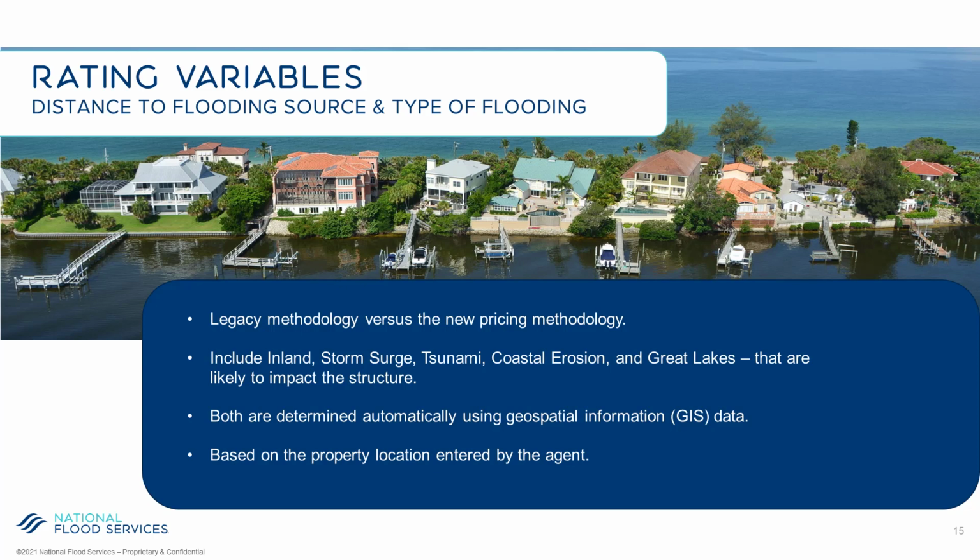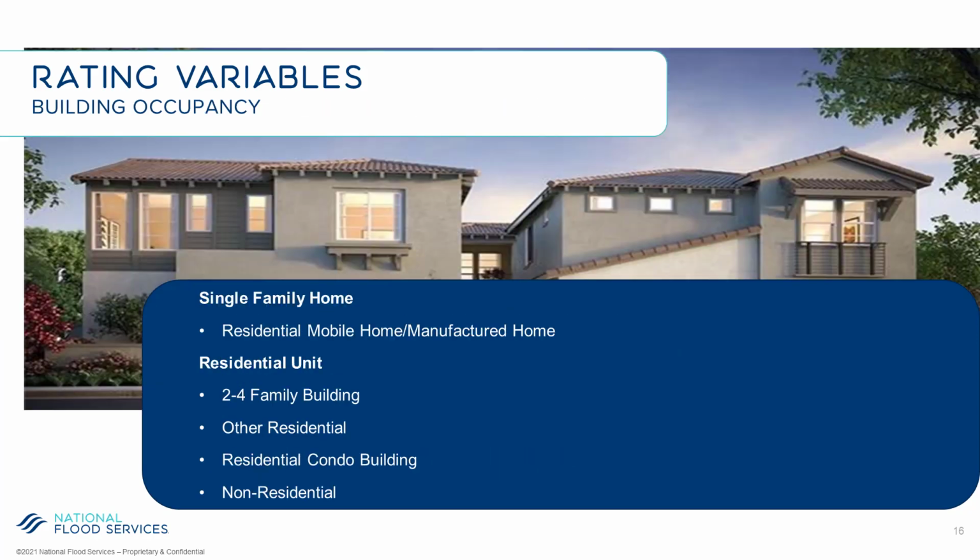We've got inland, storm surge, tsunami, coastal erosion, and Great Lakes flooding. And you see that other than inland and coastal, these other forms of flooding have never really been captured before. As an agent, when you enter the property information into the rating engine, it will automatically determine the flooding source as well as the flooding type that applies to that particular structure.